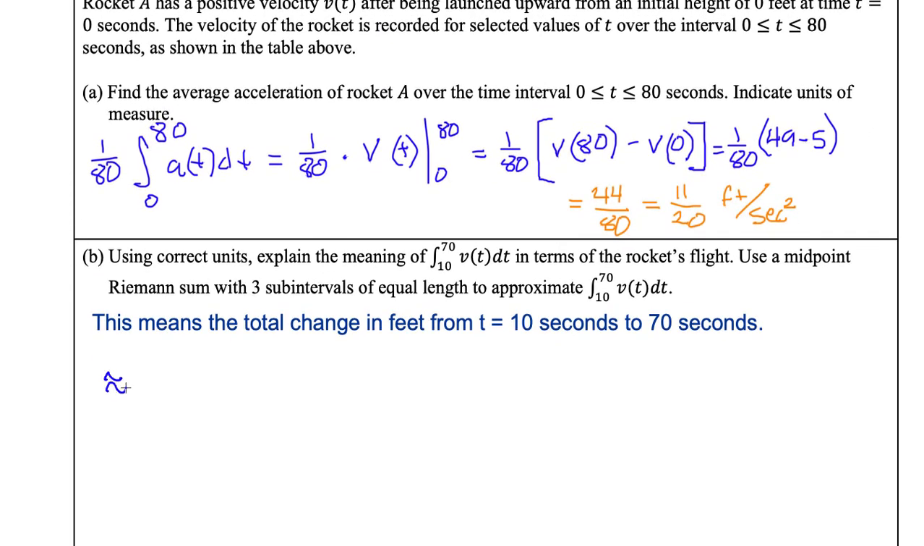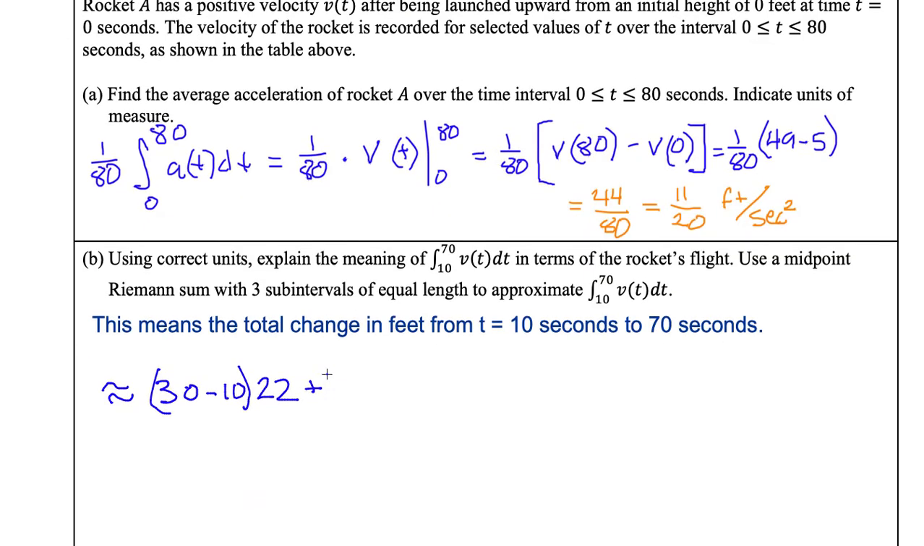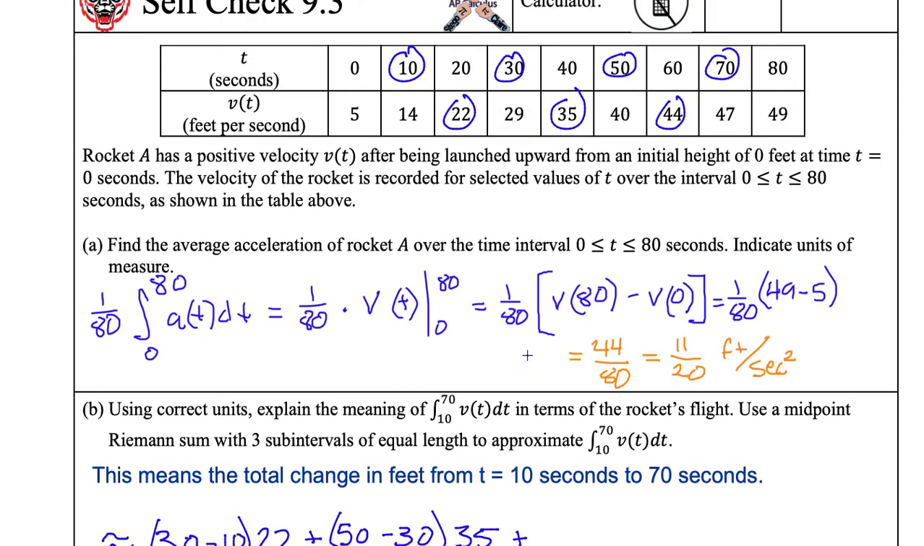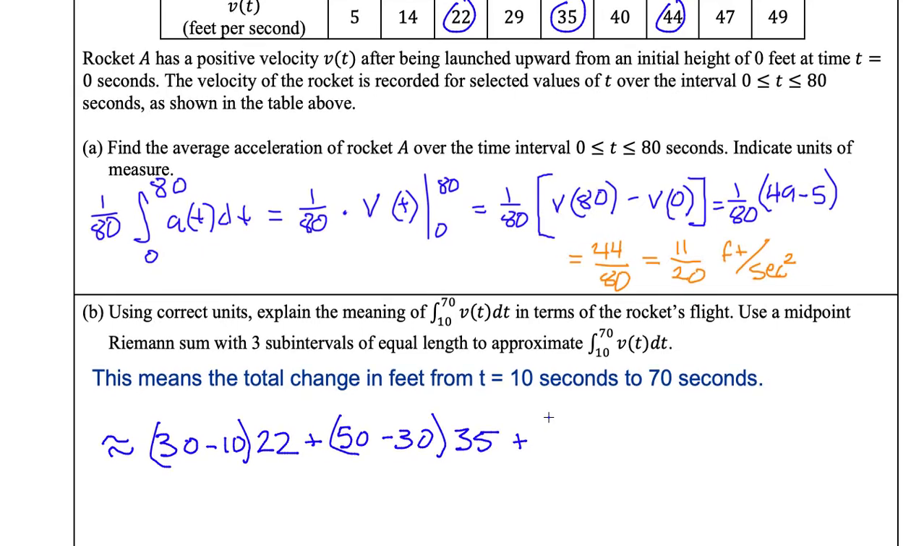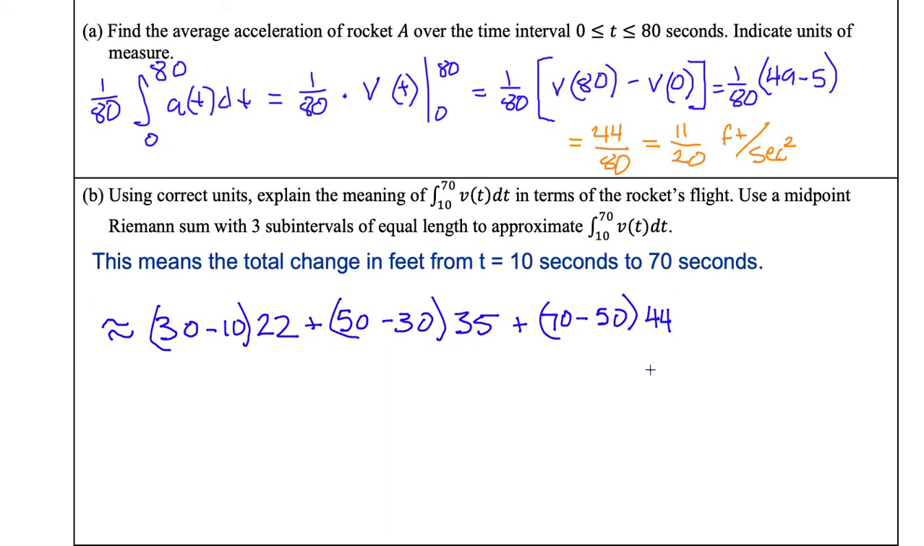So this is approximately equal to 30 minus 10 times whatever the middle is, the height of 22, plus 50 minus 30 times the middle height there, which is 35. By now you're probably seeing that each of these intervals is the same. I wonder if the shortcut that we learned in Self-Check 9.2 still works, and the answer is yes. I'll show you the shortcut in a sec. Plus 70 minus 50 times the middle height of 44. And what is that going to be?